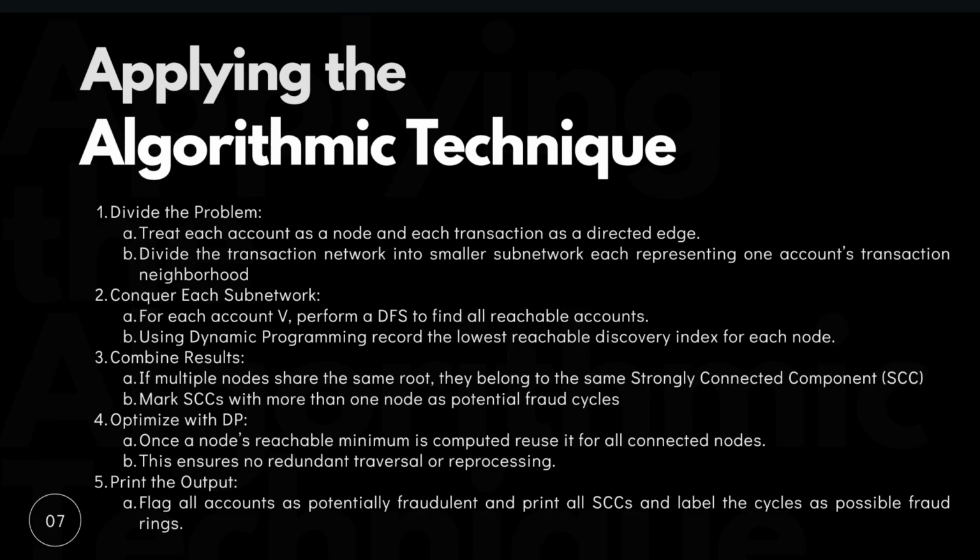In the conquer stage, we're just using dynamic programming to optimize this. We're finding the lowest minimum node that we computed, and this ensures that we're not doing any redundant traversal or reprocessing. And then I added this in. It's just going to print this out, and the idea is that it's going to flag every account that's involved with this cycle as fraudulent. So maybe if we implement this completely, it will not allow them to send any more money or something like that.